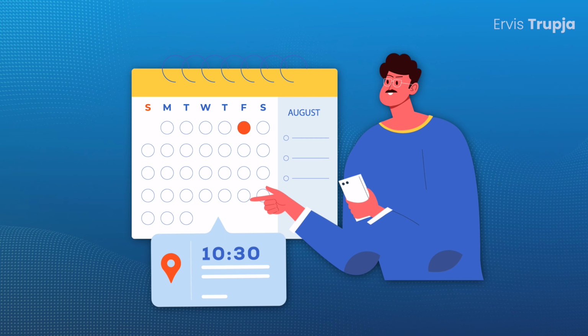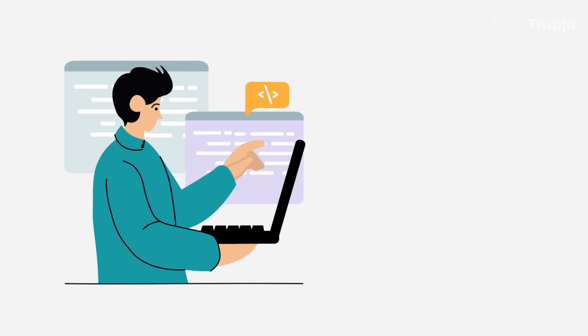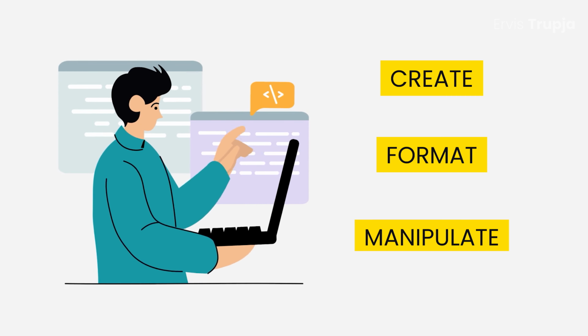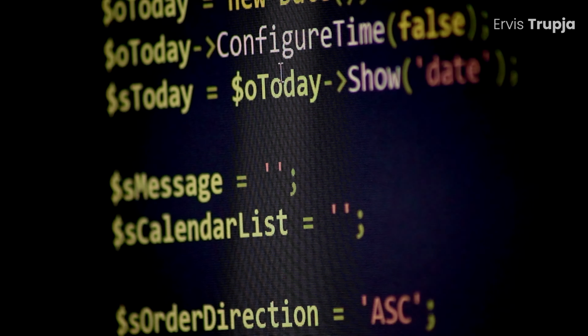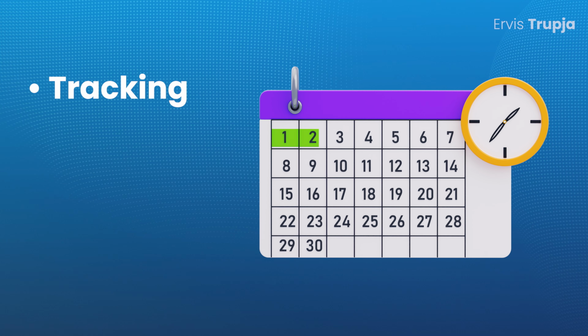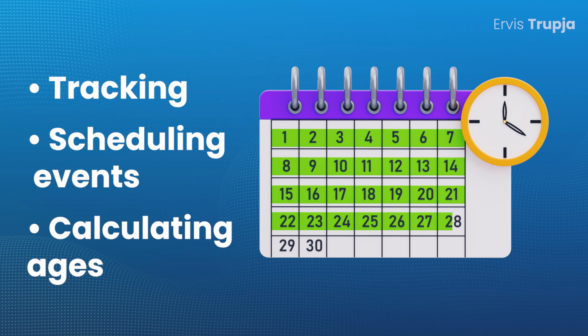DateTime is C#'s built-in type for handling dates and times, providing methods to create, format, and manipulate temporal data. DateTime is everywhere in programming. Tracking when things happen, scheduling events, calculating ages, you'll use DateTime all the time.